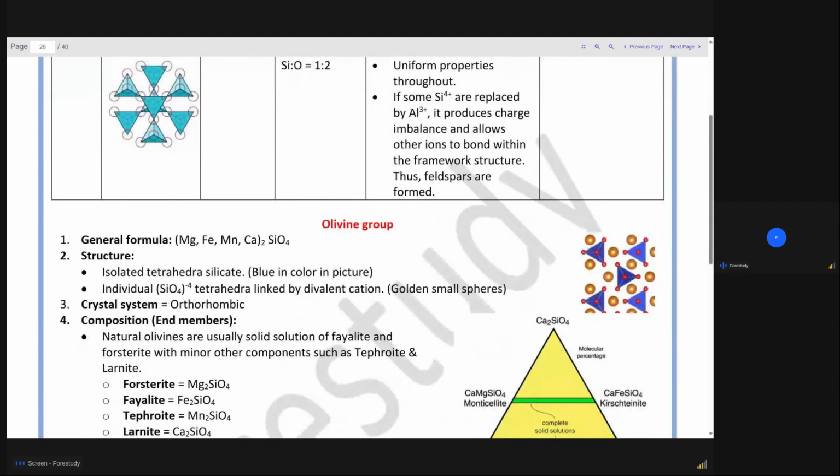Okay, so this is the overview of the silicates. Now we will go one by one through the different prominent groups such as olivine, feldspar, and so on, and then we will understand how these major families of minerals look.